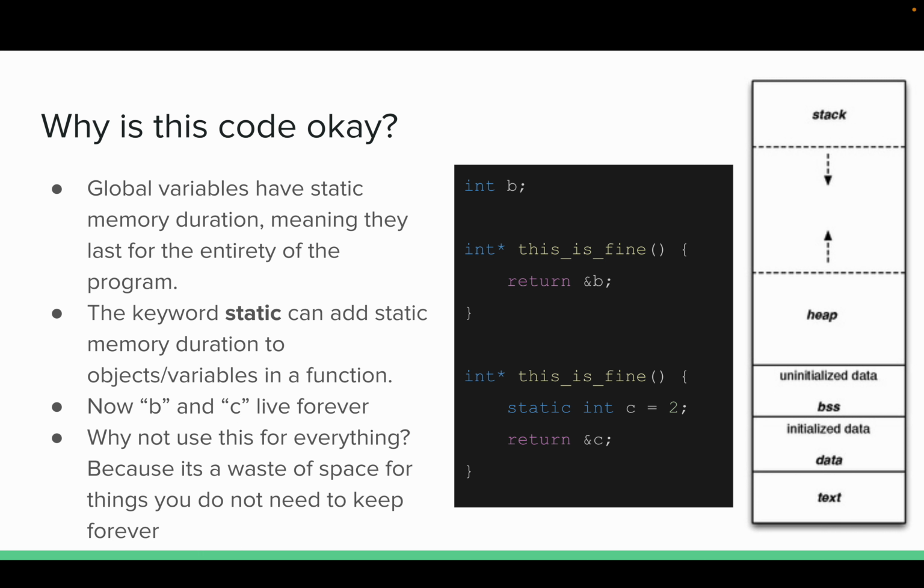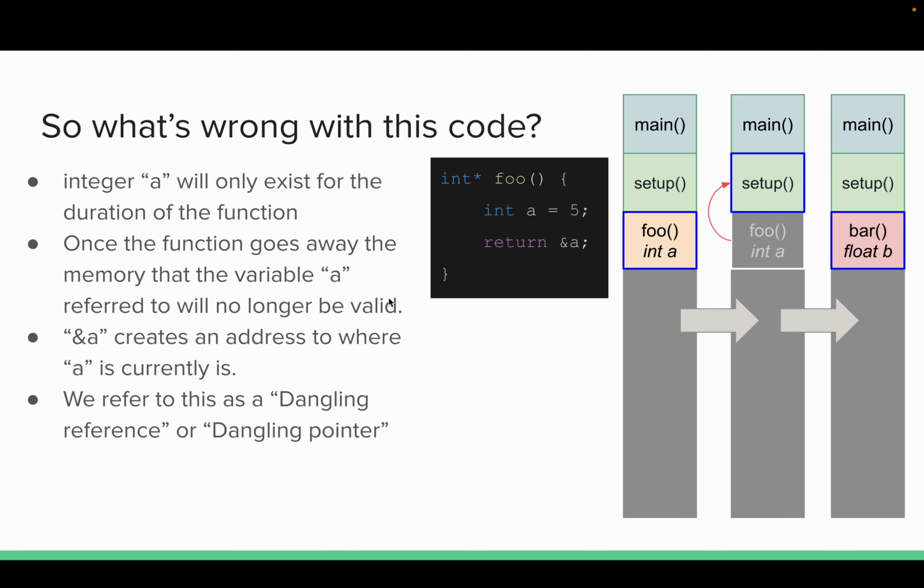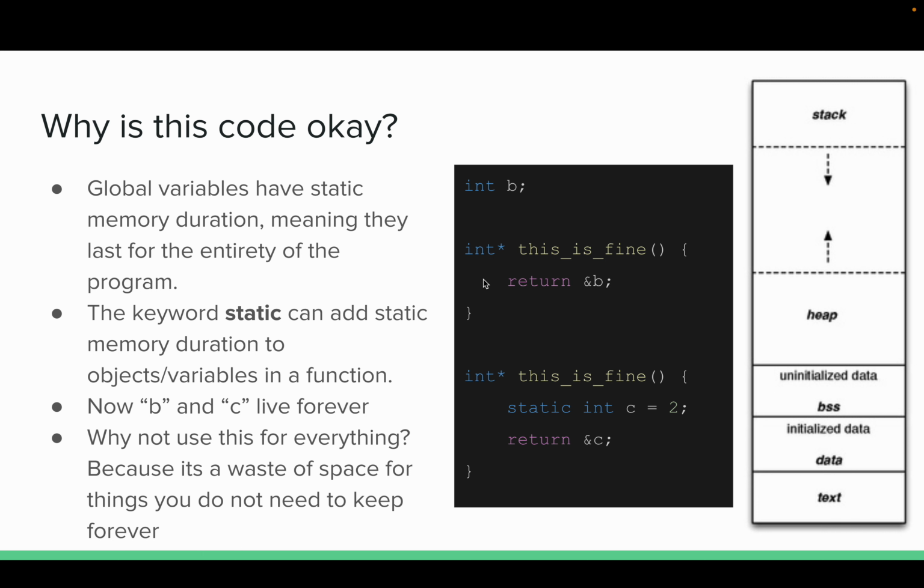So why not use this for everything, you might think? Well, because it'd be a waste of space. Things like a quick counter or a float to do some calculations don't need to exist for the entirety of the program.